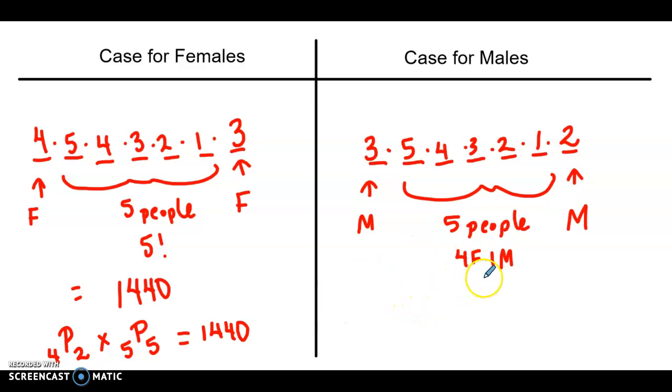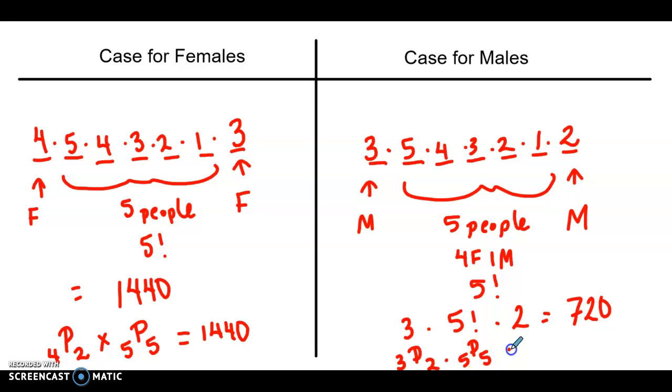Multiplying all of those, again, that is 5 factorial. So we have 3 times 5 factorial times 2. And in this case, we end up with 720. Again, we could use permutation notation. There are 3 people, and we're picking 2, multiplied by the remaining 5, sitting all 5 people. And again, in either case, we have 720.